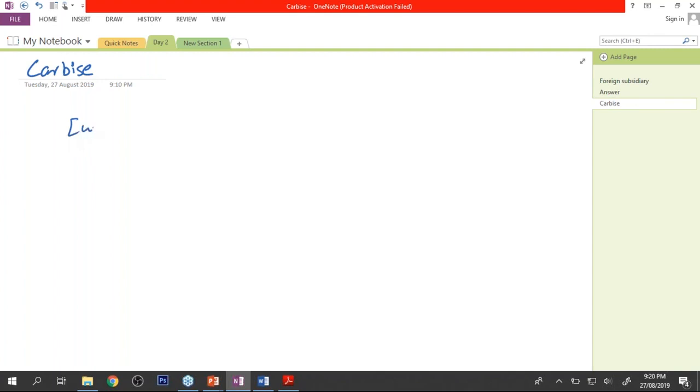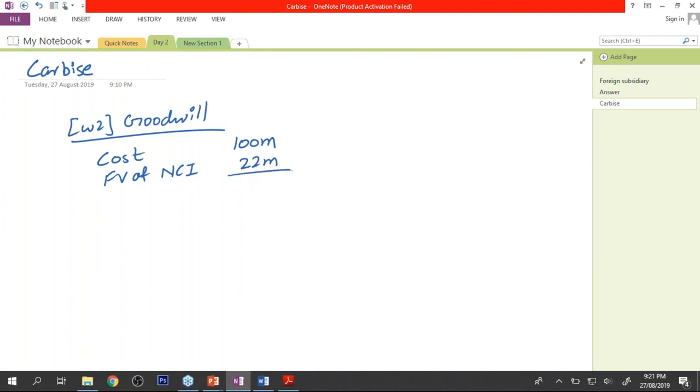Okay, so now if we are calculating goodwill in the working number 2, we are going to write the cost of acquisition, which the question gave as 100 million dinars. We are going to add the fair value of the NCI, which was given as 22 million dinars. So we've got a total of 122. And the fair value of net assets was 60 of the carrying amount plus 20 of the fair value adjustment. So we have got the goodwill of 42 million at the date of acquisition. So this is 20x2.